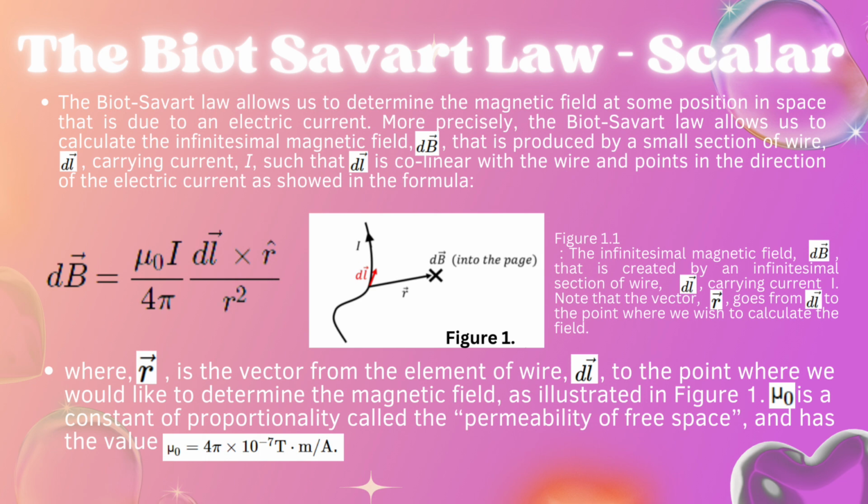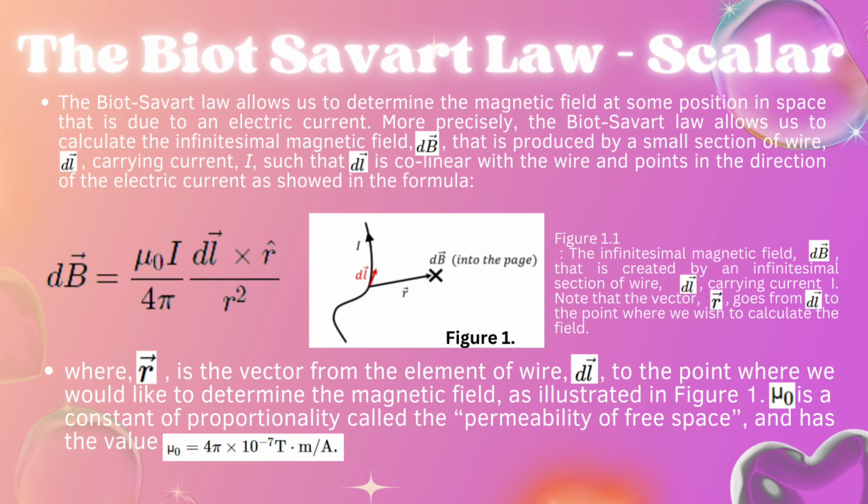where the infinitesimal magnetic field dB equals the permeability of free space, mu naught, times I over 4 pi, times the infinitesimal wire segment dl crossed with r hat, over the distance r squared. In figure 1, the infinitesimal magnetic field is created by an infinitesimal section of wire carrying current I. Note that the vector r goes from the infinitesimal wire segment to the point where we wish to calculate the field, where r, or the distance, is the vector from the element of wire to the point where we would like to determine the magnetic field, as illustrated in figure 1.